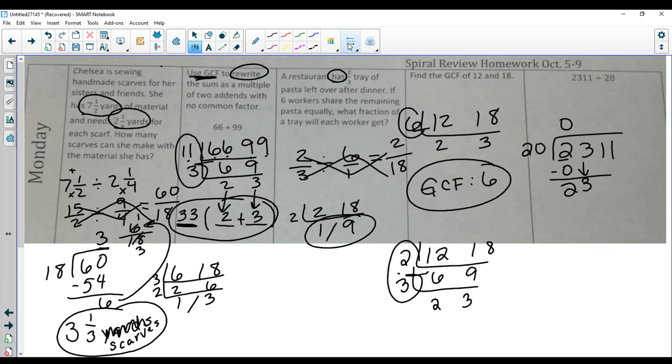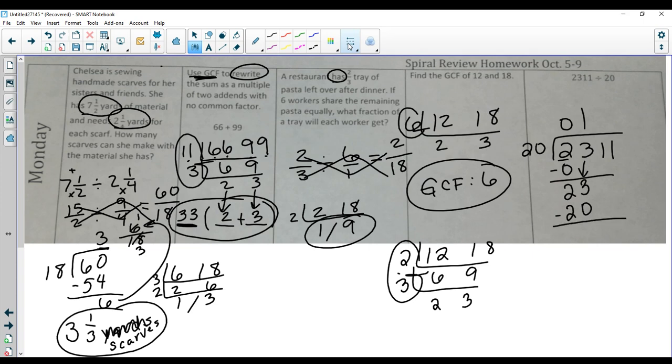Bring down my 3. All right, bring down my 1. Because this would have been 0. All right. No. Miss Pittman's messing it up for us. Okay. I was right to begin with. All right. 0 times 20 is 0. Subtract, 2 minus 0 is 2. Bring down our 3. How many times will 20 go into 23? 1 time.